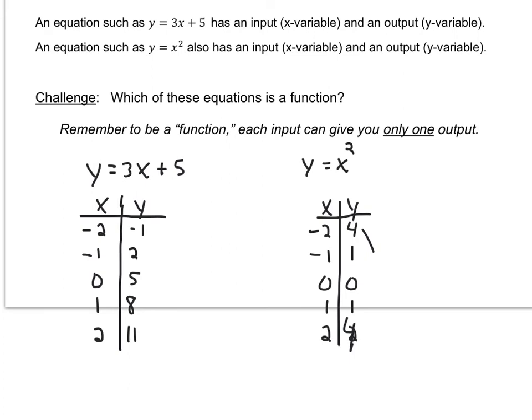So this is a function because the x's don't repeat. The x's cannot repeat, the y's can. So both of these are functions. So I'll say that again: the x's cannot repeat, but the y's can repeat in a function. And you will have to identify a function from a table of values.